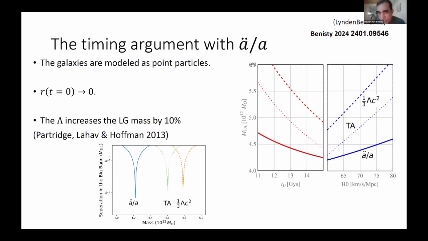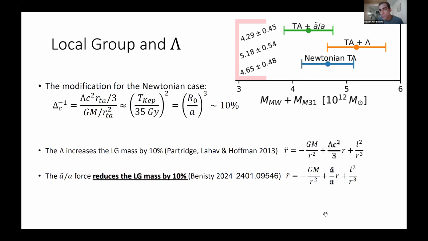Now here you can see the dependence of the timing argument mass on other parameters, like the age of the universe or the Hubble constant. And obviously in all of these estimates, you see that A double dot over A gives the lower one. Now, why is this so important? Here you can see the different values with the arrows inside. So the A double dot over A is lowering the mass.